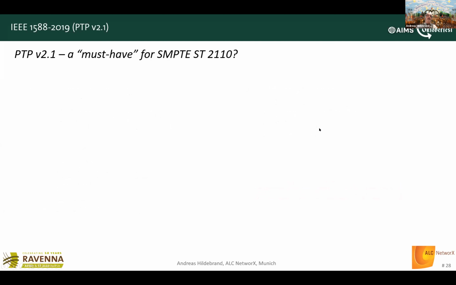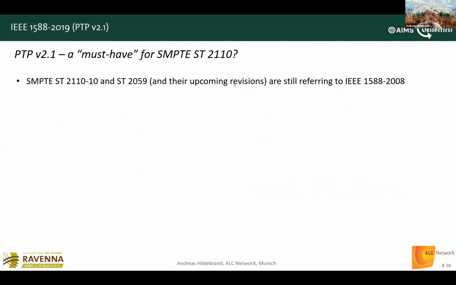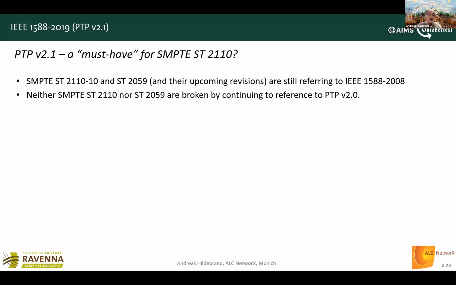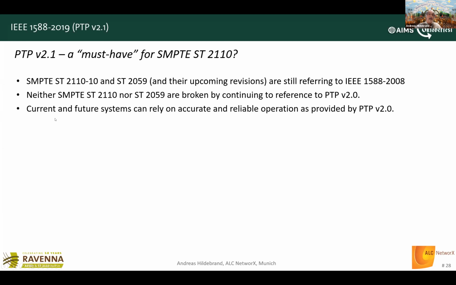So the final question then remains, do we have a must-have for PTP version 2.1 for SMPTE 2110? Well, we can tell that the revisions which are coming out very shortly for 2059 and 2110 are still referring to the PTP version 2 standard. Nothing is wrong with that. Neither 2110 nor 2059 are broken by continuing to reference PTP version 2. Everything works as it has worked before. And current and future systems which already exist or are just to be rolled out into practical applications can still rely on the accuracy and reliability as provided by PTP version 2.0.